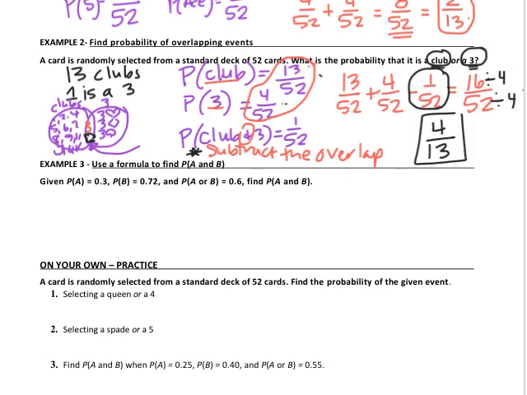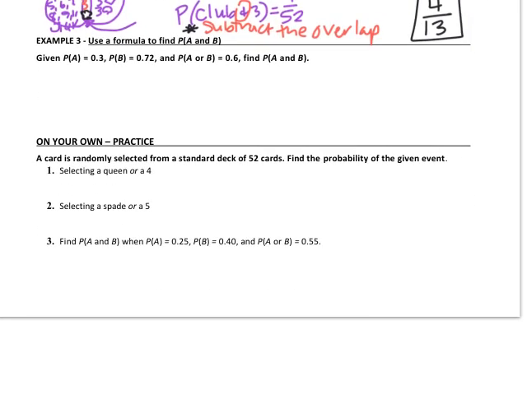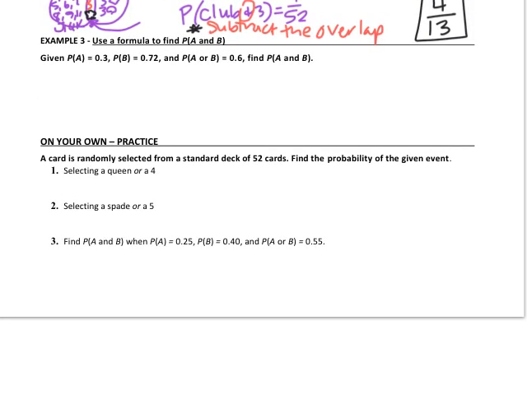All right, so we have one more example here to take a look at. Example 3 says use a formula to find the probability of A and B taking place. Now A and B would be considered the overlap. Okay, if something has both the characteristics of A and the characteristics of B, then that would be considered the overlap, and that's what we have to subtract.